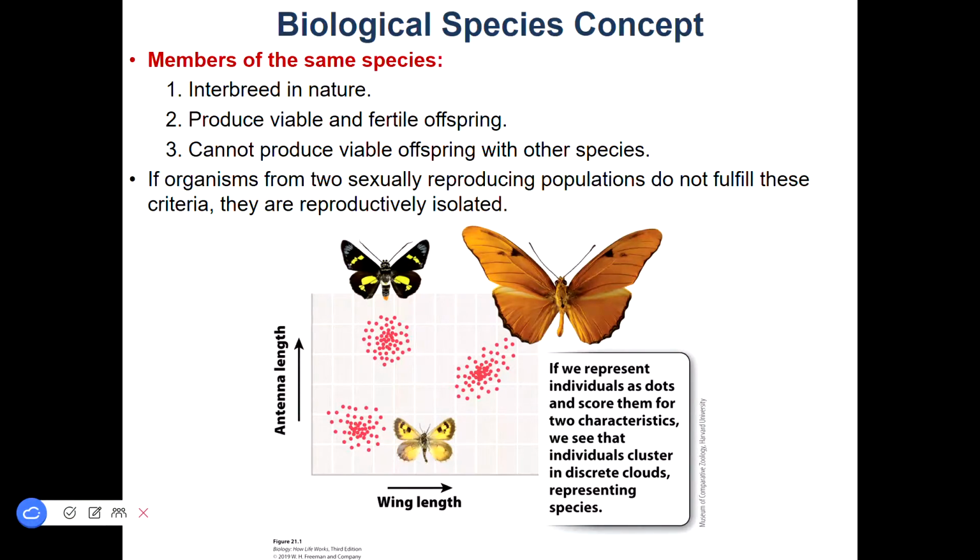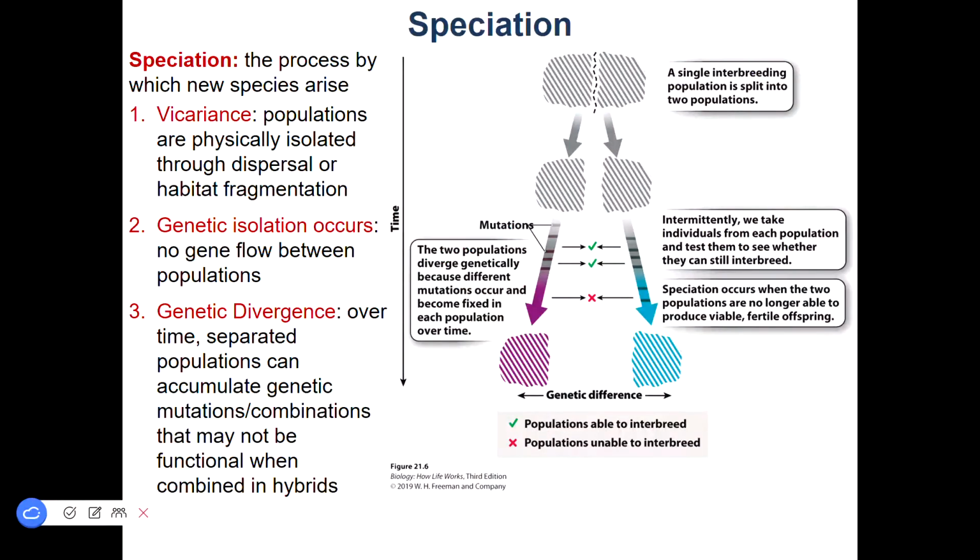If these organisms did breed, even though they look different, if their offspring are viable, we will say they were the same species even though they look different. If we put them together and they did not breed, we would say they are two different species. So how does this occur? This occurs through speciation, which is the process in which a new species arises. And you need three things for speciation to occur.